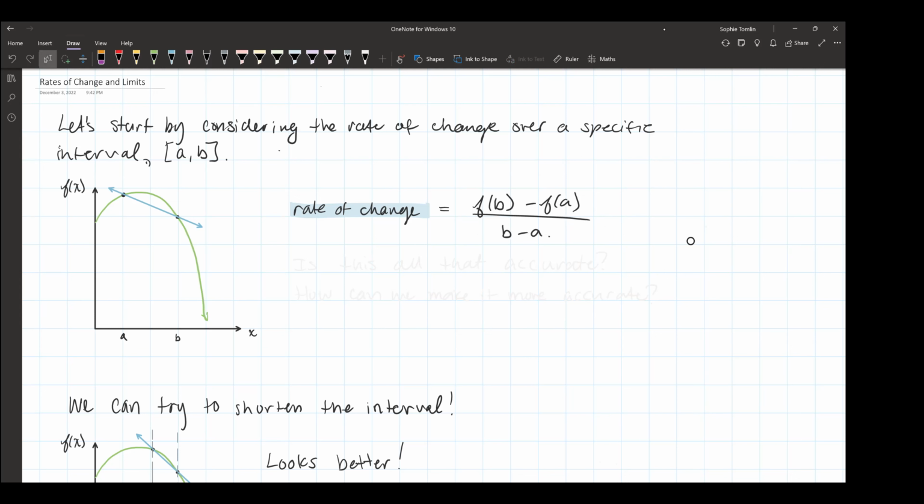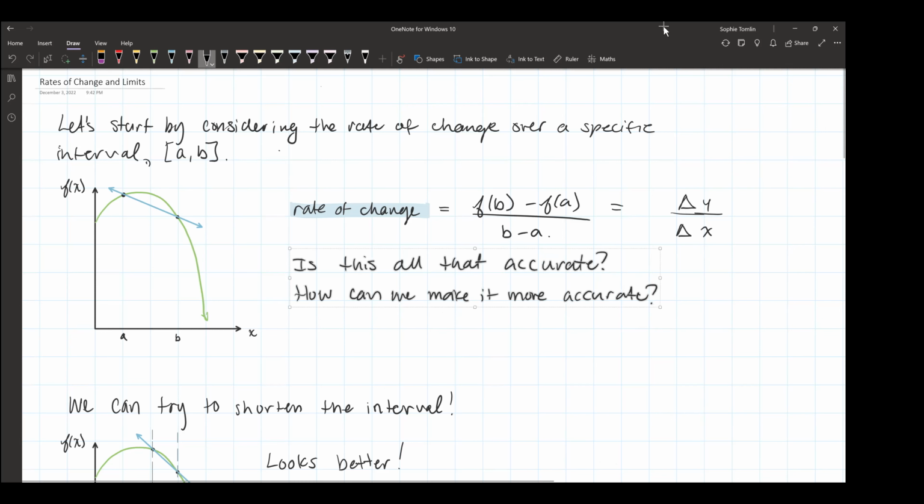We would take the value of the function at the larger, or second, point in the interval, minus the value of the function at the first point, over the difference in the x values. You might have seen this as delta y over delta x, the change in y over the change in x. With that, we can ask ourselves a few questions. Is this a really accurate representation of what the function is doing in general?